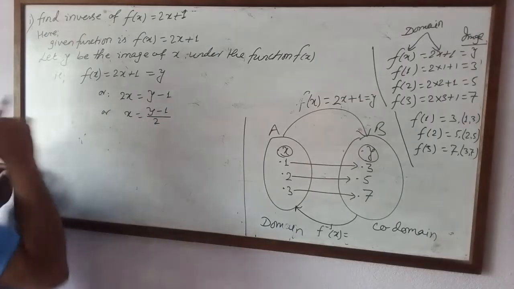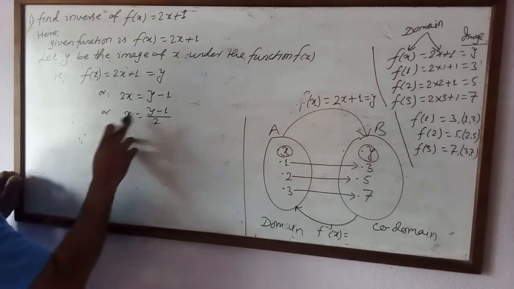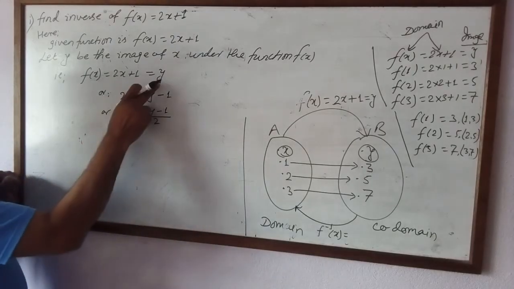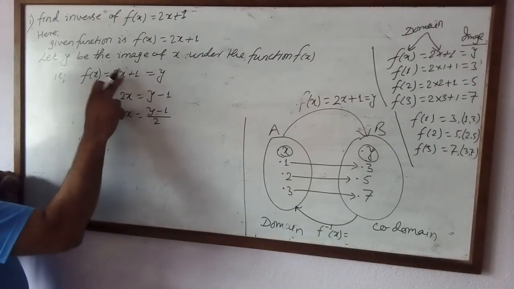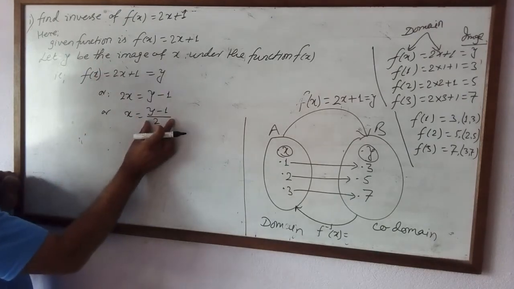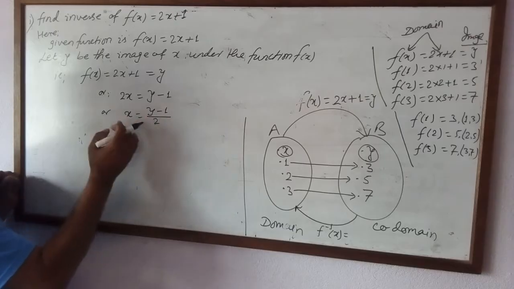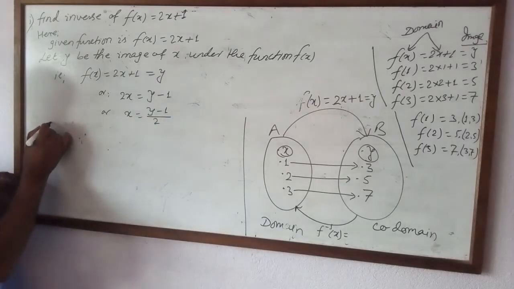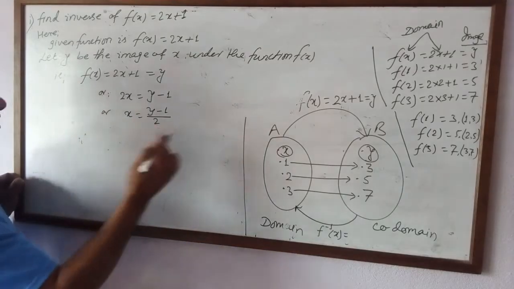Now here is the function, its value is x. Here this was the function, its value was y. Now just the opposite: this one is the function, its value is x. Now we write this from the definition. Actually, we are following the definition.